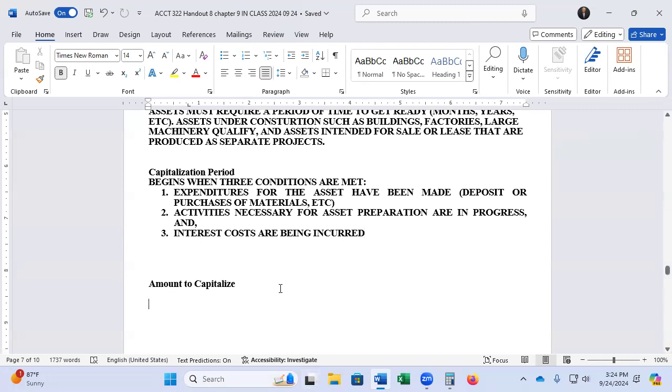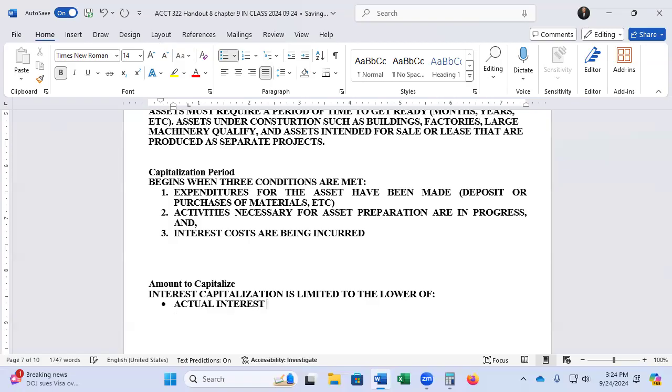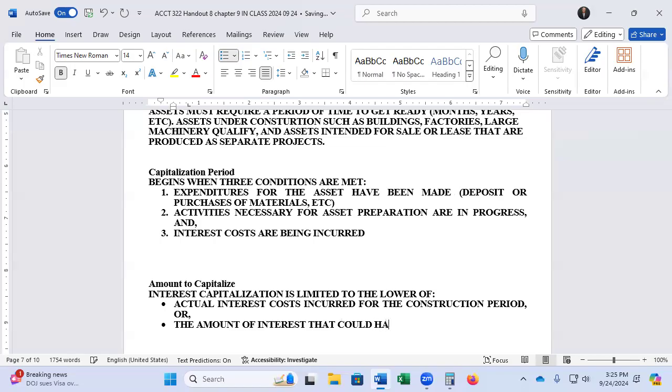The amount to capitalize: interest capitalization is limited to the lower of actual interest costs incurred for the construction period or the amount of interest that could have been avoided if there was no construction.